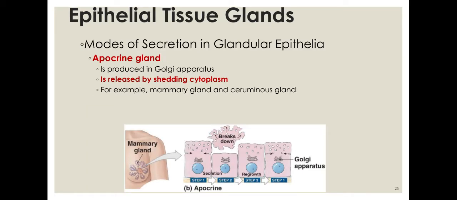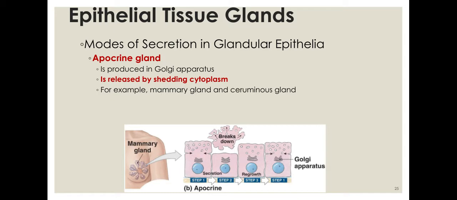We also have something called an apocrine gland. Apocrine, think apo like apex or the top of a cell. Again, we do use our Golgi apparatus to help us do this process, but really we're not just pushing the little vesicle out anymore. We're releasing like the top chunk of cytoplasm off of the cell. And so a great example is mammary glands. This is how they work.